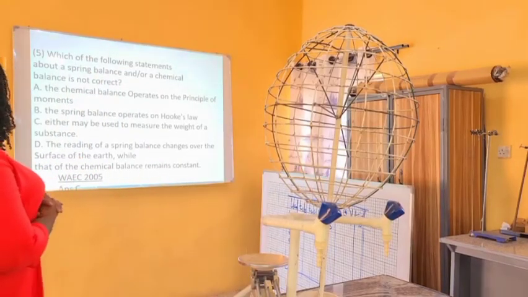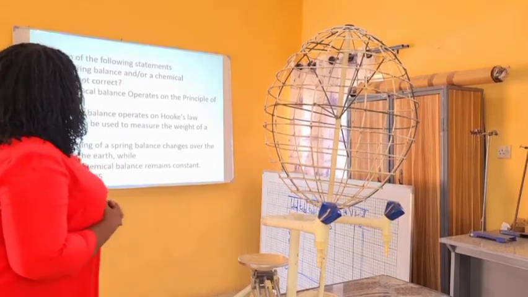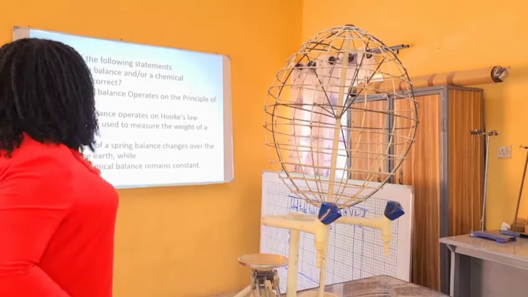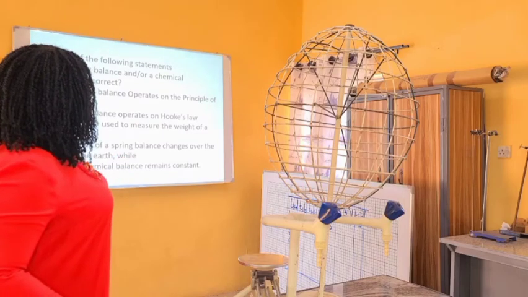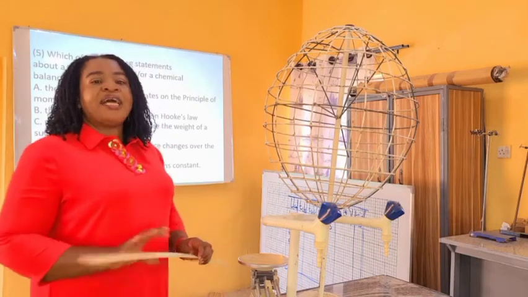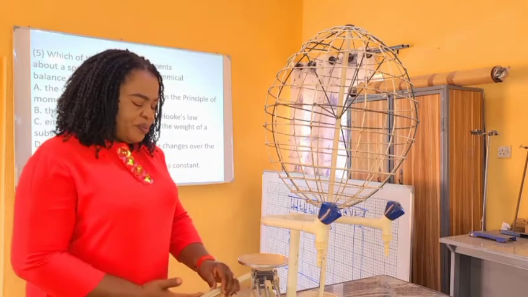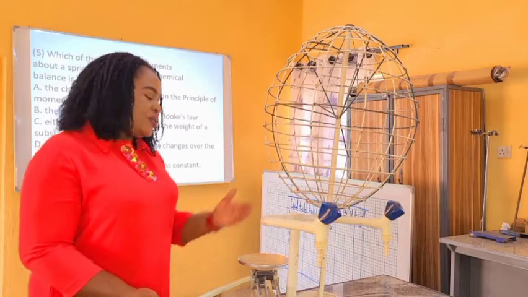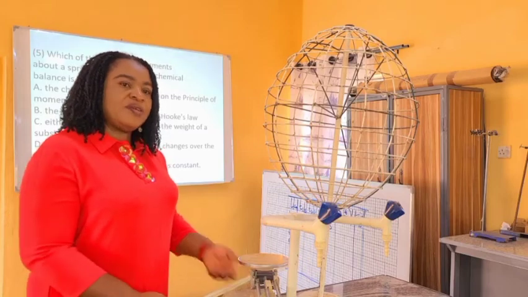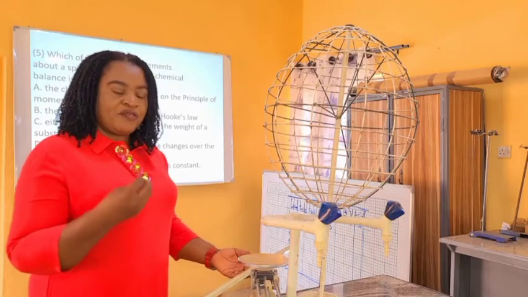Which of the following statements about a spring balance and or a chemical balance is not correct? The stress is on "is not correct." A. The chemical balance operates on the principle of moments. And what is the principle of moments? It's telling us that when a body is in equilibrium, the sum of the clockwise moments is equal to the sum of the anti-clockwise moments. That is what the principle of moments is telling us.